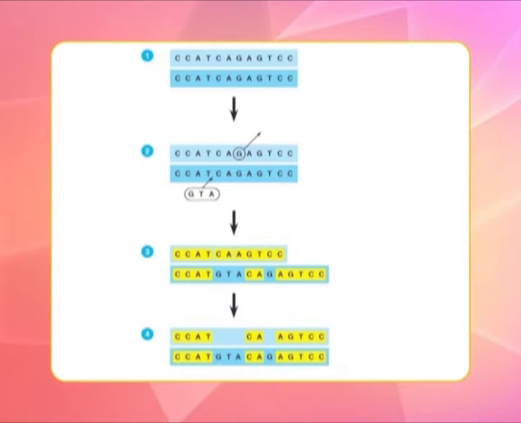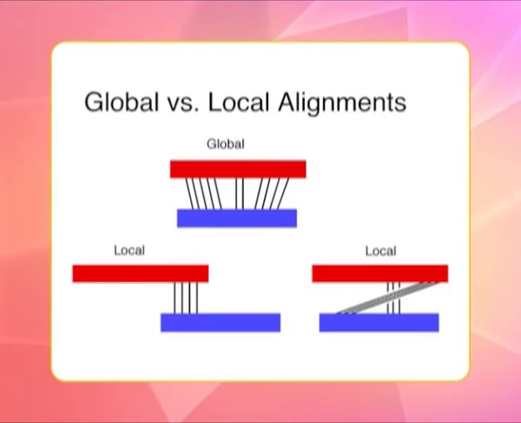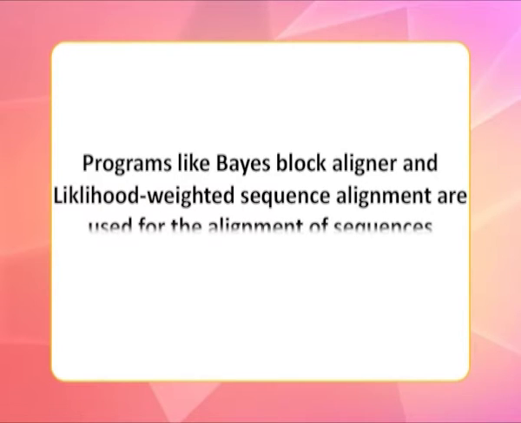Step 4. Do an alignment of sequences. The BLAST search engine provides local alignments, that is, the alignments of similar regions. A global alignment, that is, the alignment of all regions, may help in getting a better insight about your target sequence. Programs like Bayes, Block Aligner and Likelihood Weighted Sequence Alignment are used for the alignment of sequences.